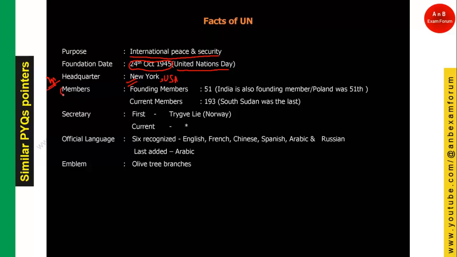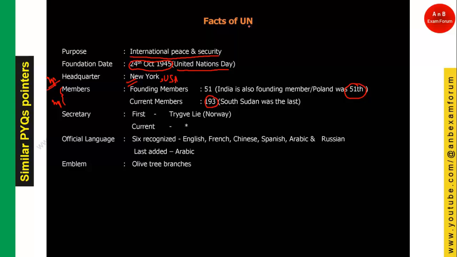We have seen a lot of questions on the members also. Since it is an organization, it will have members as countries, not as persons. At the beginning there were 51 founding member countries, not persons. India is also one of the founding countries of the United Nation, and Poland was the last, the 51st founding member. Currently, as of the recording of this video, it is 193. This is also an important number: 193 are the current members of the United Nations.